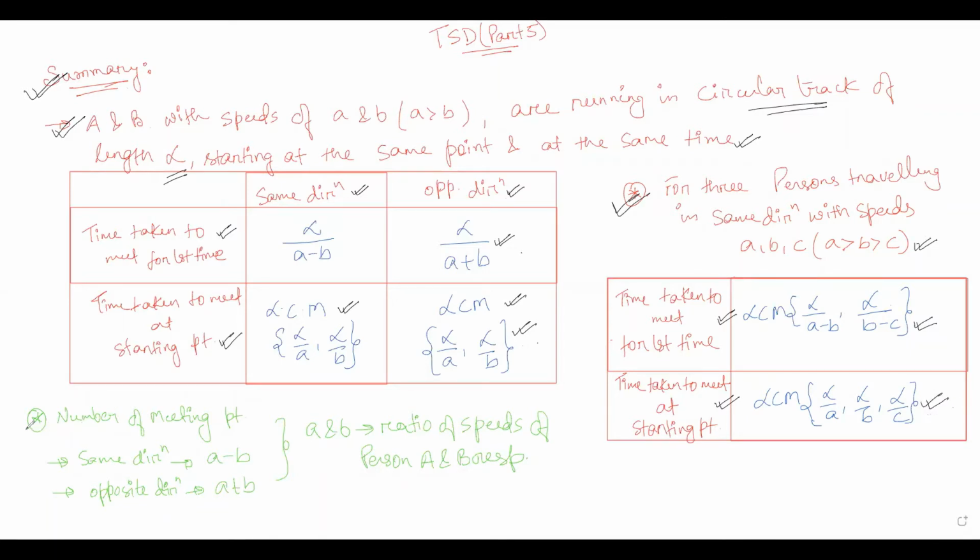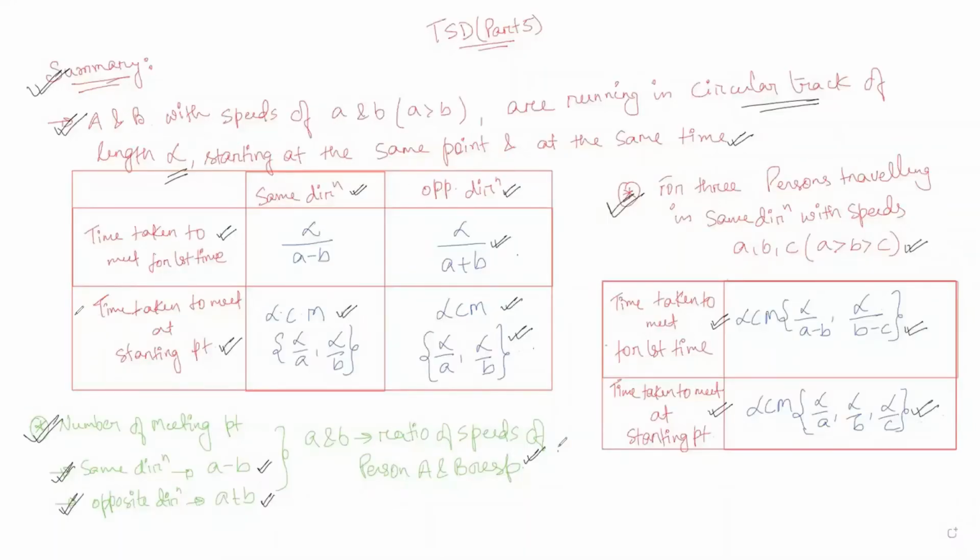Also, we can find the number of meeting points when persons are traveling in the same direction and in the opposite direction. So when the persons are traveling in the same direction, then the number of meeting points would be simply a minus b, and when the persons are traveling in the opposite direction, then the number of meeting points would be a plus b, where small a and small b are the ratio of the speeds of the persons A and B respectively. Also, the time taken to meet at the starting point can also be found out by taking the help of the number of meeting points, which would be simply the time taken to meet for the first time times the number of meeting points.